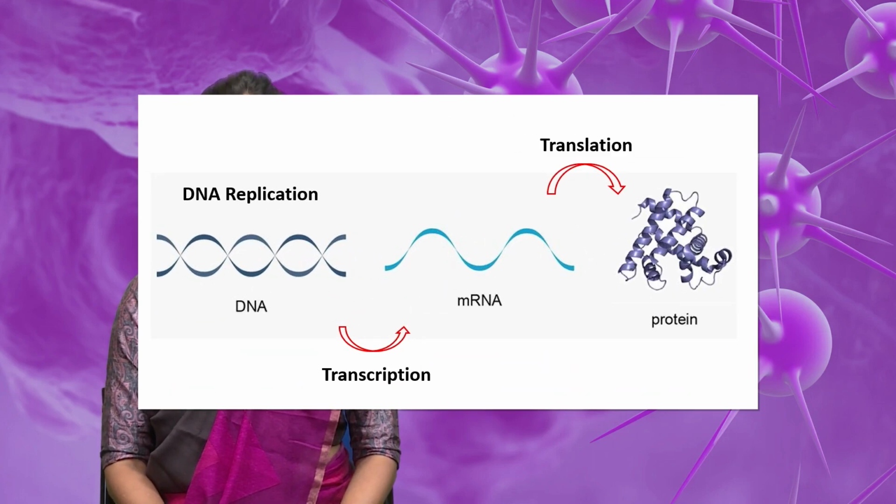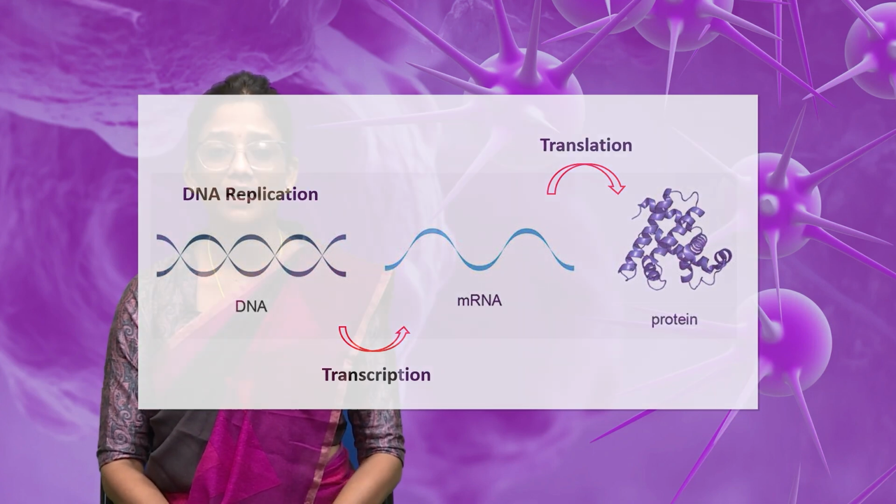Before starting with the topic, let's brush up on the main concept of the central dogma of molecular genetics. It consists of three things: DNA replication, transcription and translation. Basically, the central dogma is the transfer of information from the genetic material, that is DNA, for the synthesis of mRNA and finally protein.